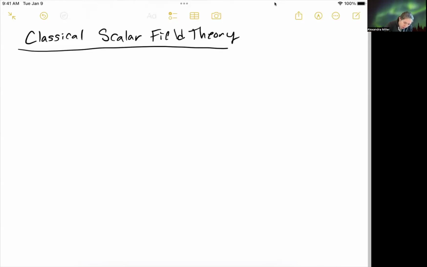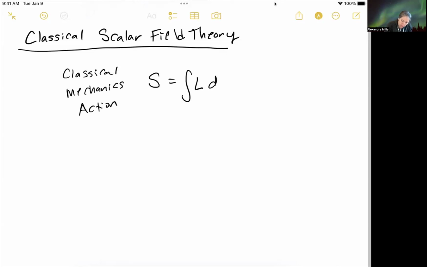And so recall in just normal classical mechanics, we have this object called the action, which we write as S, and it's the integral of the Lagrangian with respect to time. And our Lagrangian is this object, which depends on the energy in our system. And we think of it as the function which sort of defines what's going on in the system that we happen to be studying.